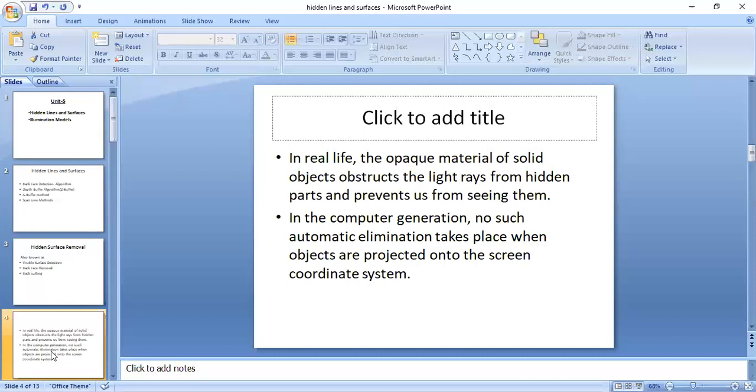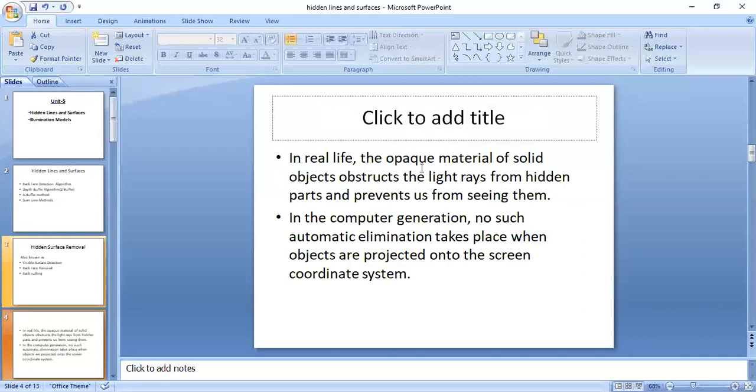Basically, in real life, the opaque material of a solid object obstructs the light rays from hidden parts and prevents us from seeing them. In a particular scenario, if so many solid objects are placed, the solid objects obstruct the objects that are placed beside them. So you can only see those objects that are not hidden by those opaque objects. This is what is called realism, because we are talking about real life, that's how we perceive the world.